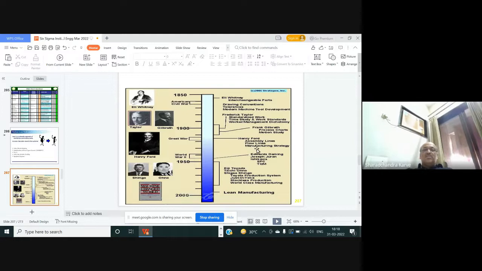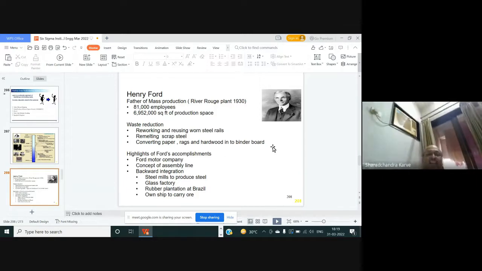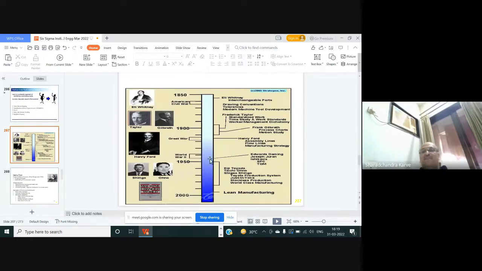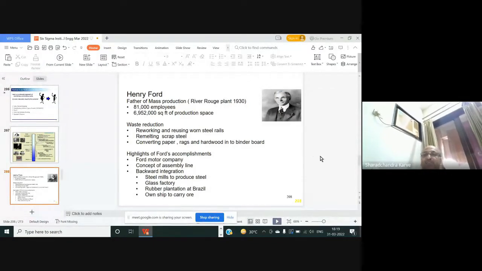So basically, starting from time and motion study, it moved ahead slowly. And the first change was brought in by Henry Ford, who is called the father of mass production. He also looked at various waste reduction, that is reworking, reusing, remelting, or converting paper rags or hardboards into binder boards. It means we have a concept of recycle, reuse, etc. So Henry Ford thought about all those concepts in around 1950, even before that. Okay. So he had a lot of accomplishments in his life.